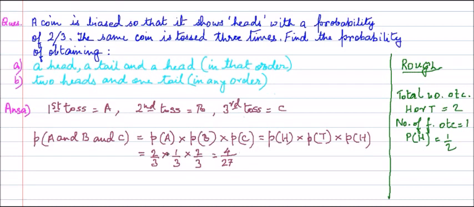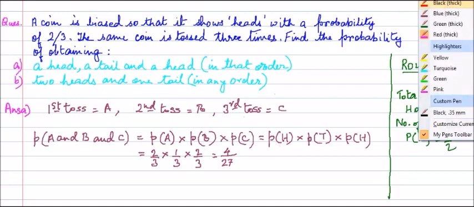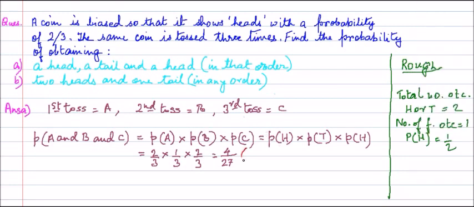So now we are putting the values. For probability of having a head, we are putting 2 by 3, and for tail we are putting 1 by 3. And so 2 into 1 into 2 gives us a 4, and 3 into 3 into 3 gives us a 27. This is the answer for the first subpart. The answer is 4 by 27. Now let us come to the second subpart.